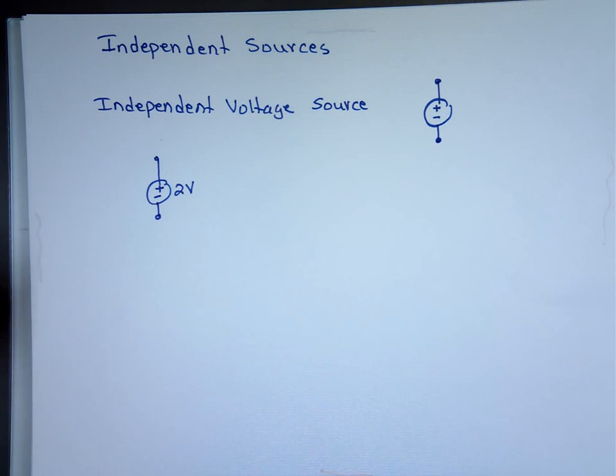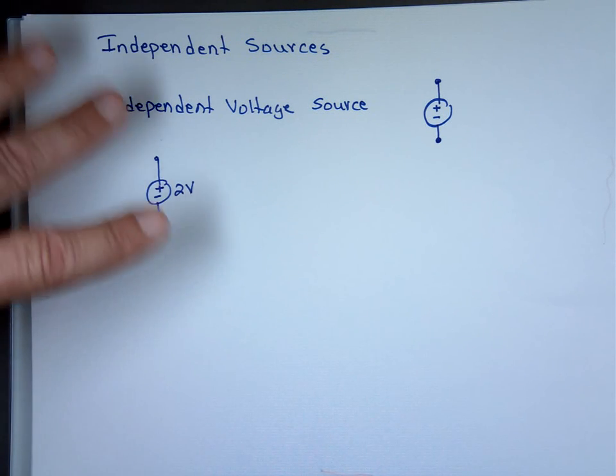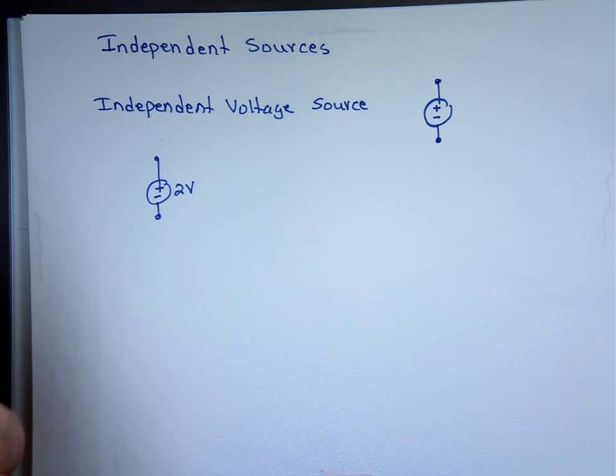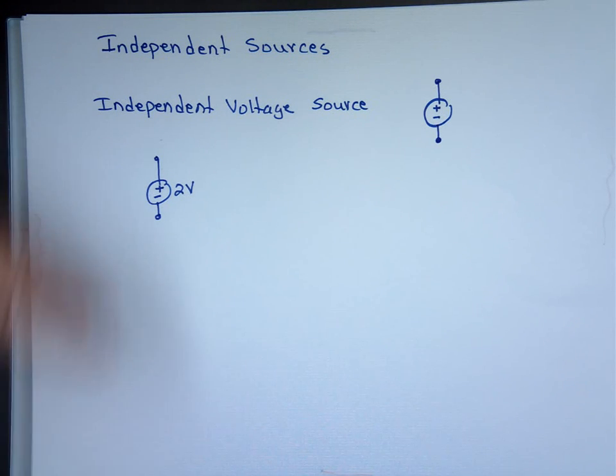These always stay 2 volts. The value of them is always the same. It doesn't depend on anything. It's always 2 volts. We have something called dependent voltage sources. We'll talk about them shortly.